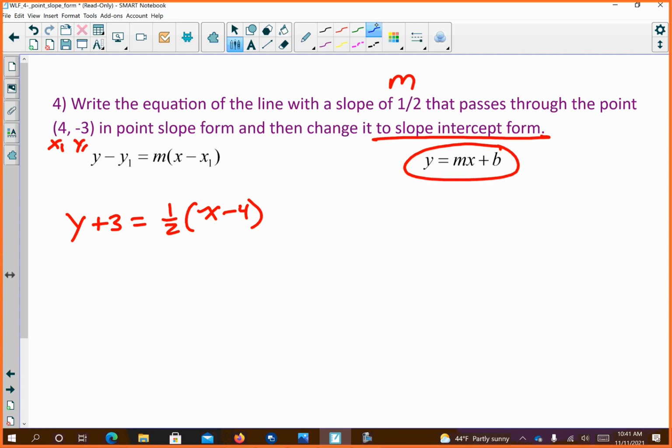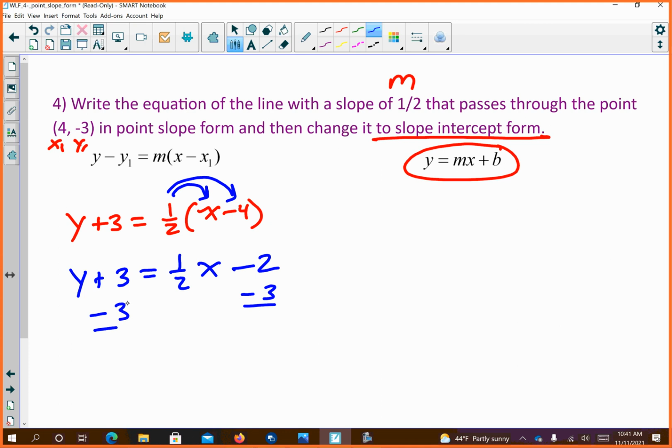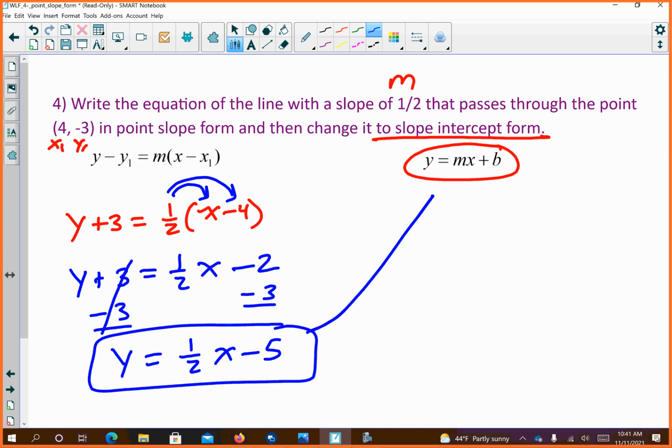So now I want to get rid of the parentheses, and I want to get y by itself. So I'm going to distribute 1/2 over the parentheses. And then I want to subtract 3 from both sides. Combine like terms. If it has an x, it's not a like term. So this is the slope-intercept form. Okay? This is the point-slope form. So if they say, hey, write us just an equation, you can stop there, but the reason we had to go one step further is it said, we want slope-intercept form.